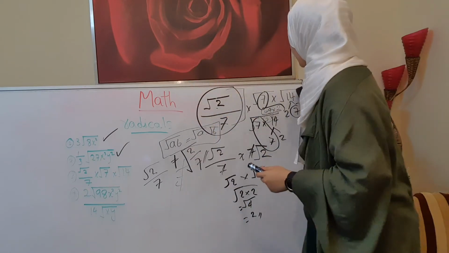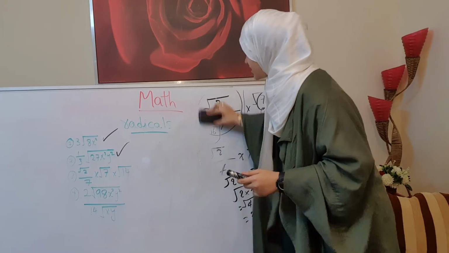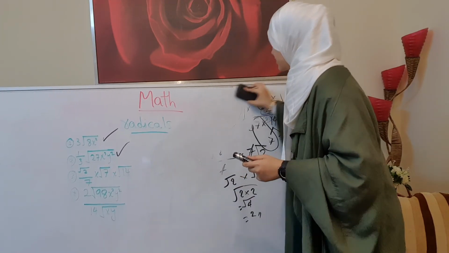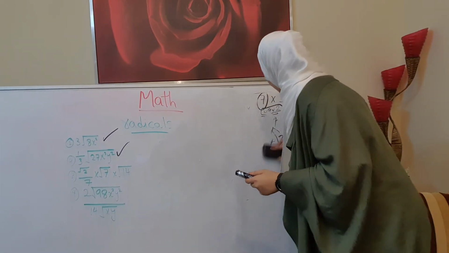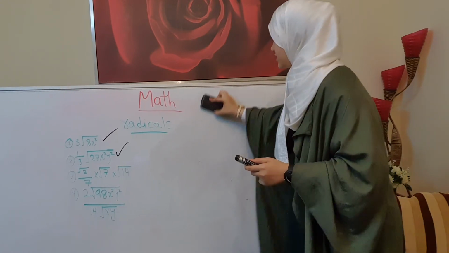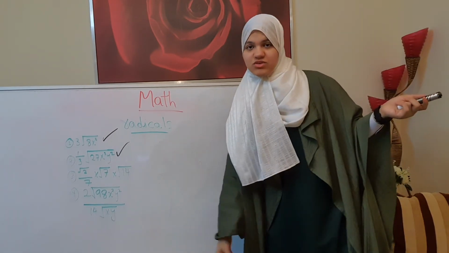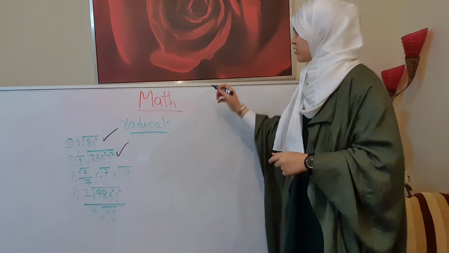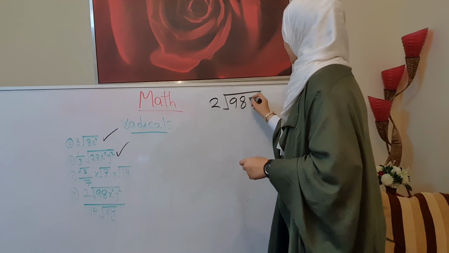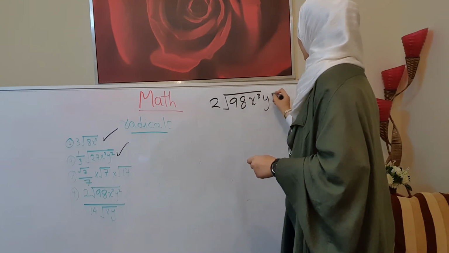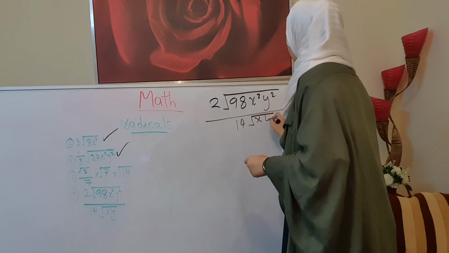So now let us go to the last question, question number 4. It says 2 radical 98 times x cubed times y squared over 14 radical x times y. It will be so easy, but it will take some time to solve it. But inshallah, by the easy ways that I told you before, it will be easy. Now, let us write the question: 2 radical 98 x cubed y squared over 14 radical xy.